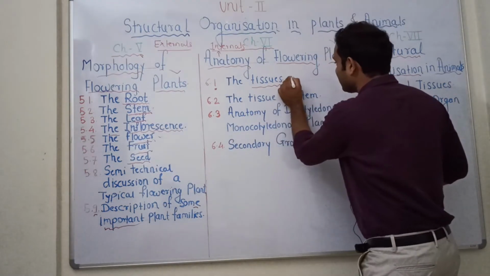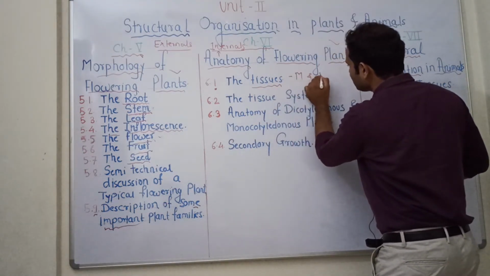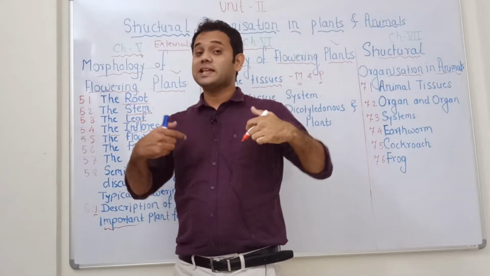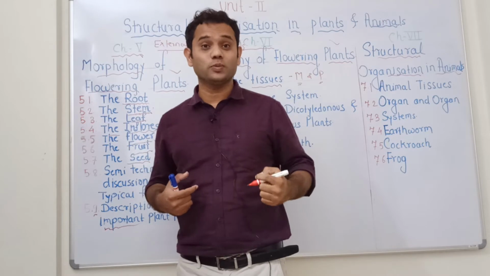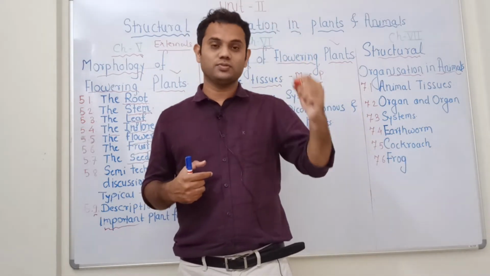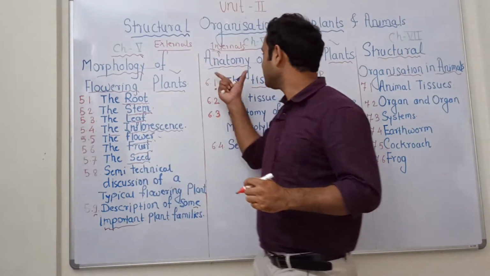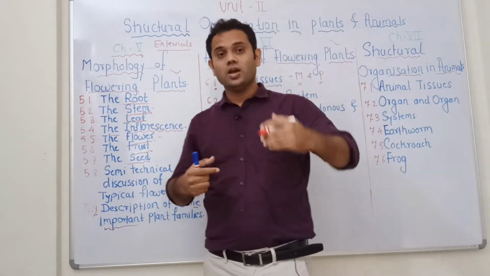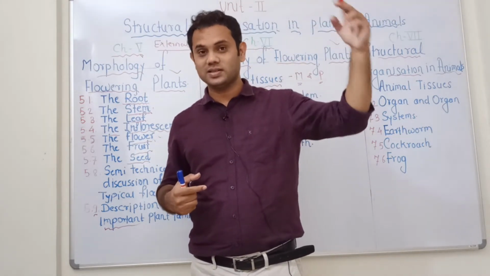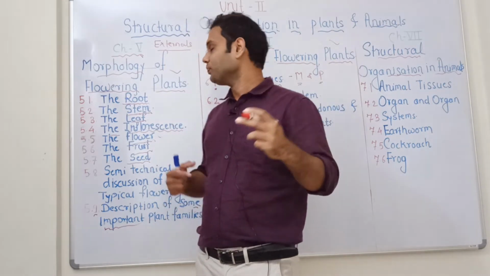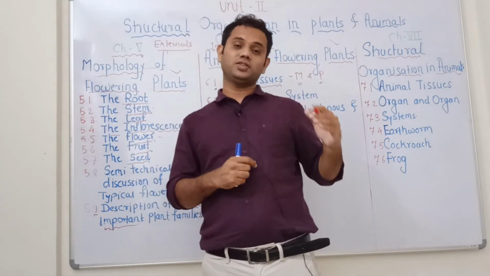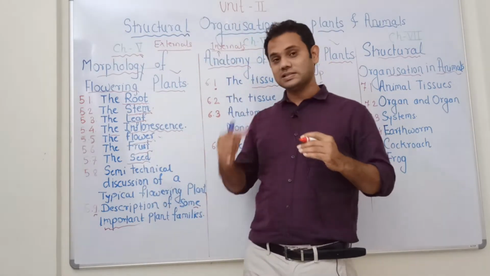What is meristematic and what is permanent? Meristematic tissues are tissues whose cells are in a continuous state of cell division. They continuously divide, because of which they are called meristematic tissue. They continue to divide again and again, whereas permanent tissues are tissues whose cells have lost the property of cell division.